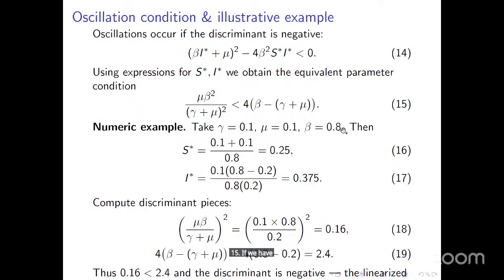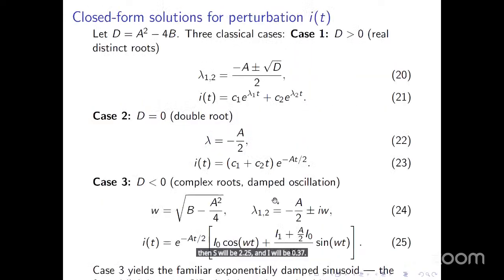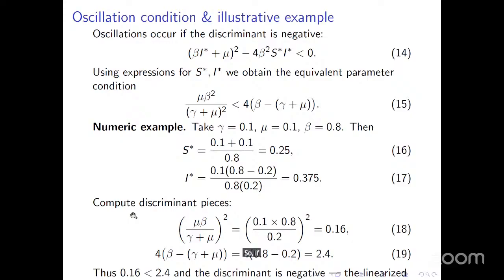If we have the parameters alpha, mu, and beta, then S will be 2.25 and I will be 0.37. And so if we compute the discriminant pieces, we have the following values. So that we can conclude that 0.16 is less than, as given there in equation 18, 2.4. So we are literally following equation 15 there. So we have that the discriminant is negative.